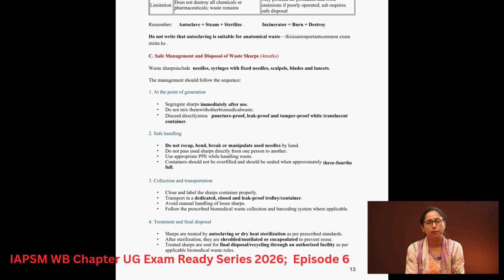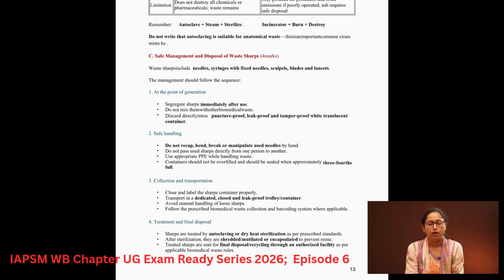The fourth point was treatment and final disposal of those. The sharps are treated by autoclaving or sometimes dry heat sterilization as per the standards. After sterilization, they are shredded or mutilated to prevent reuse, and treated sharps are sent for final disposal or recycling through an authorized facility as per applicable biomedical waste rules. And here we should remember, this facility should be present around 75 km in radius from your clinic or from the facility you are working, otherwise you can go for deep burial.